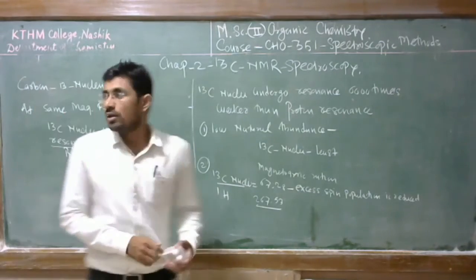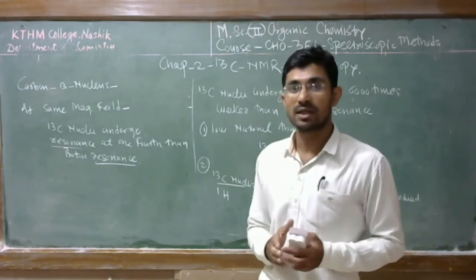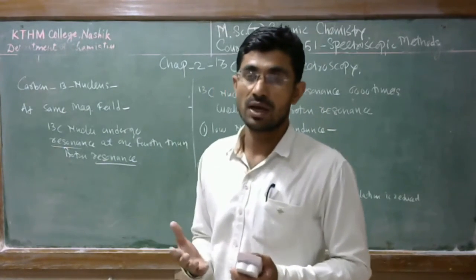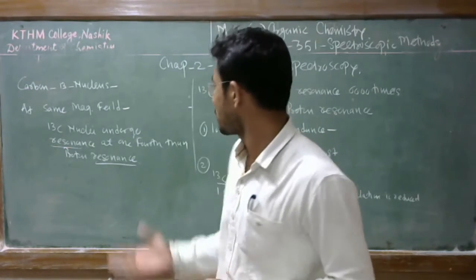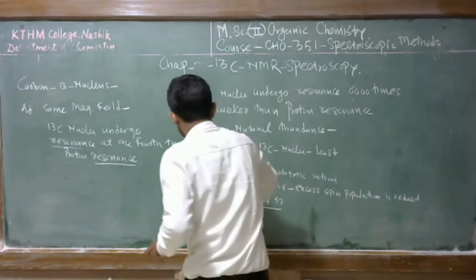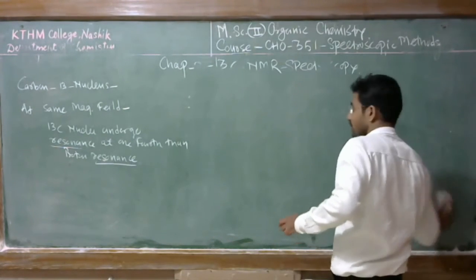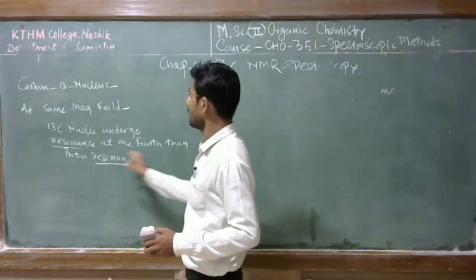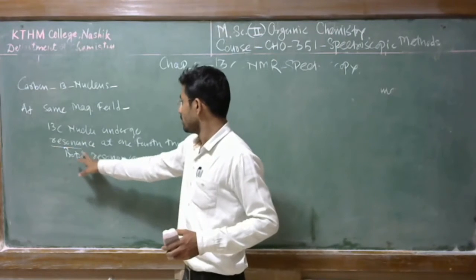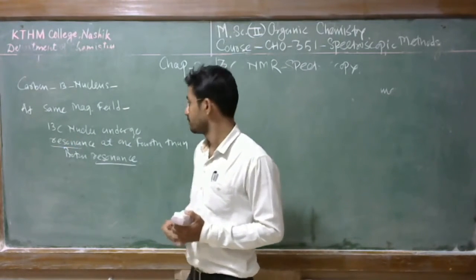So at the same magnetic field, when you apply the same magnetic field, 13C nuclei undergo resonance at one-fourth the frequency of the proton resonance. Means here proton undergoes resonance at high frequency, while 13C nuclei undergo resonance at low frequency.